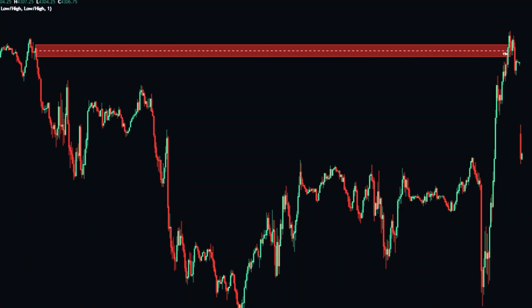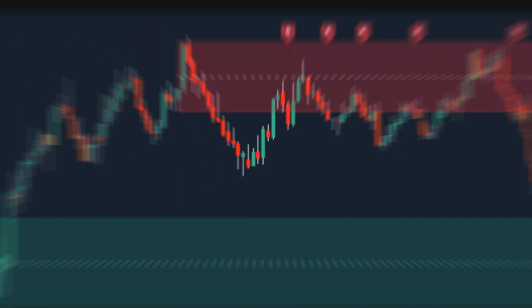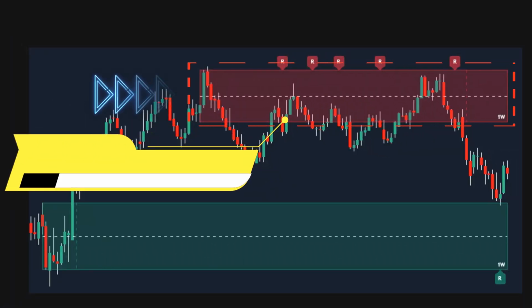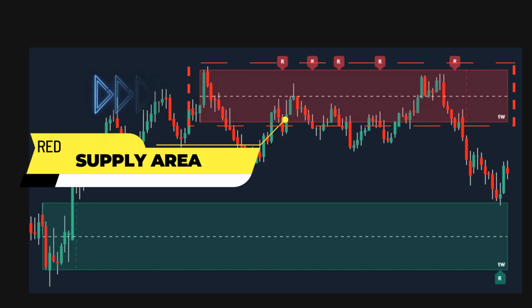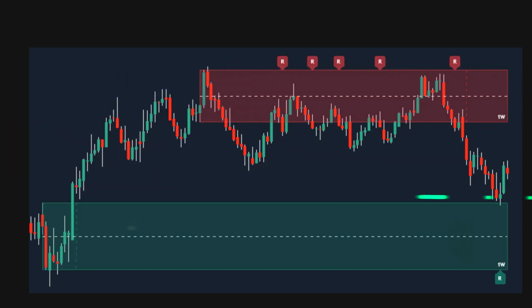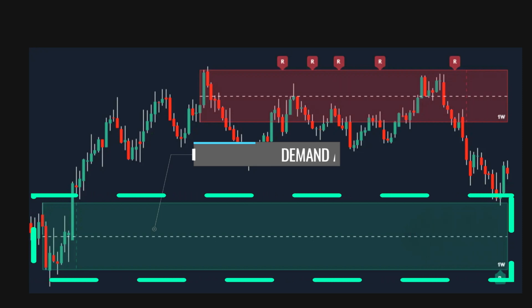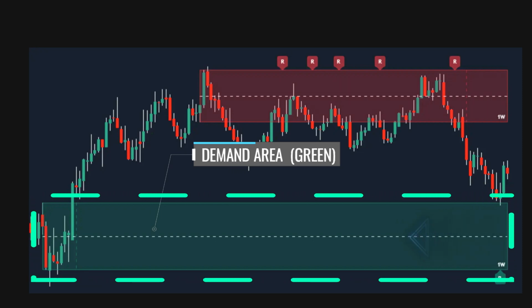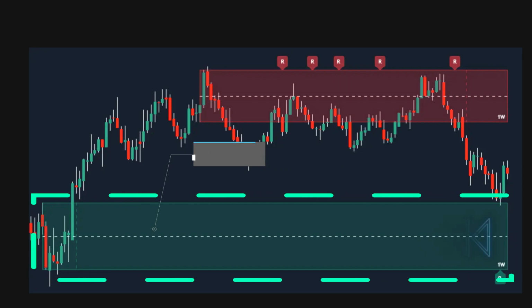Let's look at how to use the Flux Charts MTF supply and demand zones indicator in practice. After you add it to your chart, it displays two types of zones. Red zones represent supply areas where there are more sellers than buyers, causing the price to drop. Green zones represent demand areas where there are more buyers than sellers, causing the price to rise. This is the basic setup, and here's how you apply it step by step.